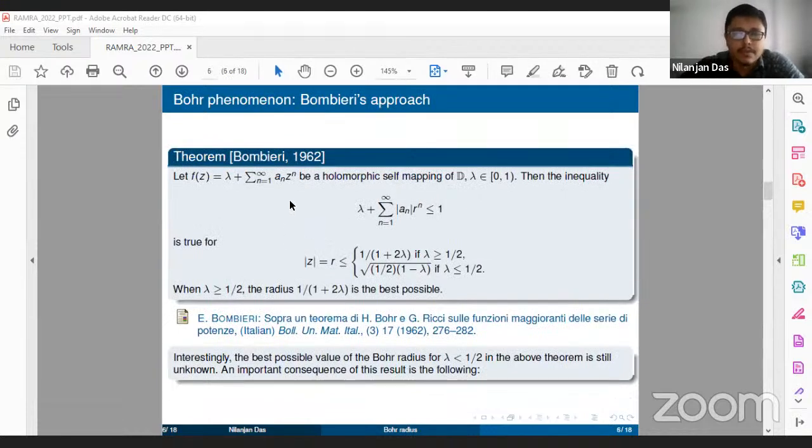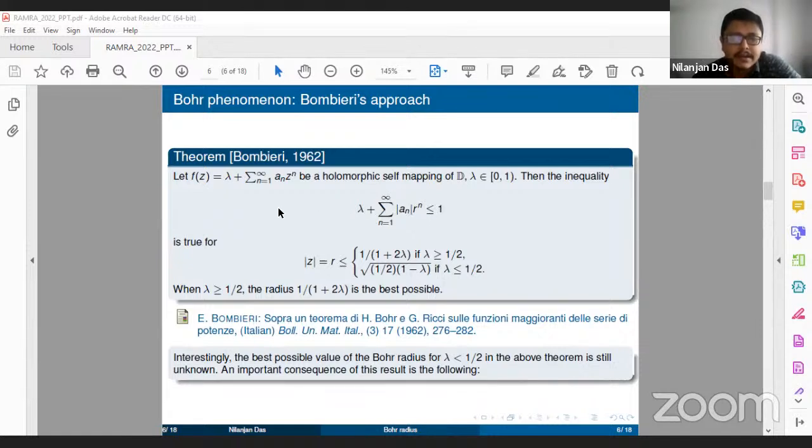One of the subsequent developments on Bohr's theorem is the theorem by Bombieri in 1962. He obtained the Bohr radius in terms of the initial coefficient of the Taylor series. If we are given f(z) as lambda plus the sum over n from 1 to infinity of a_n z^n, which is a holomorphic self-mapping of D, then the Bohr inequality is given by lambda plus the sum over n from 1 to infinity of |a_n| r^n less than or equal to 1.